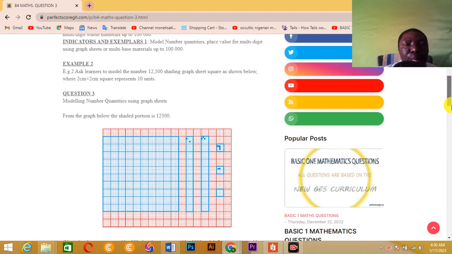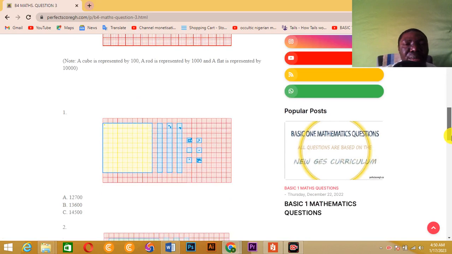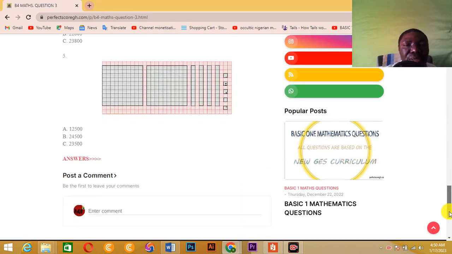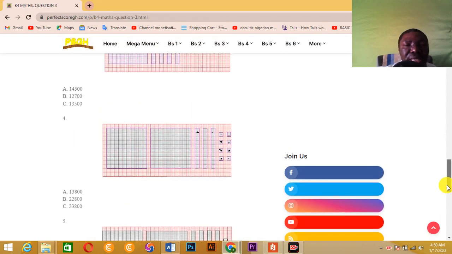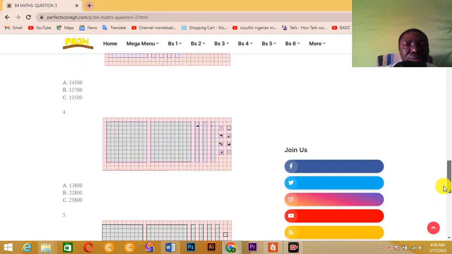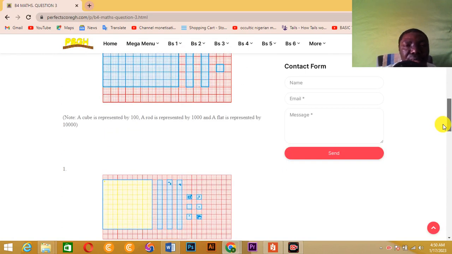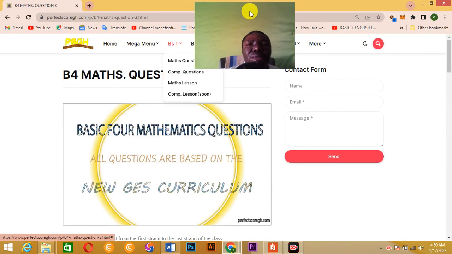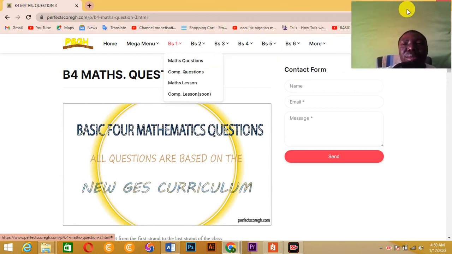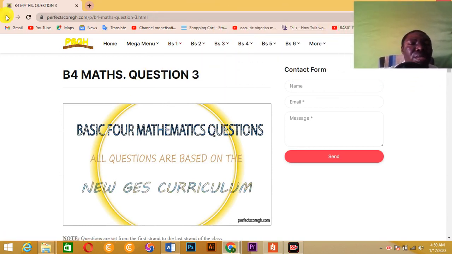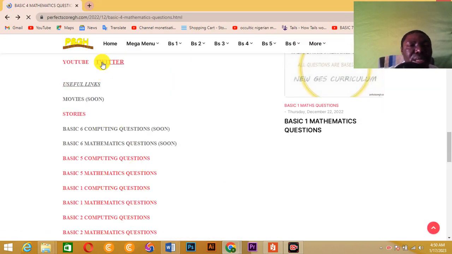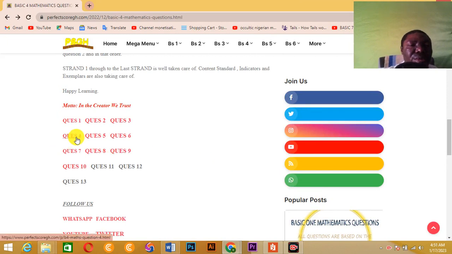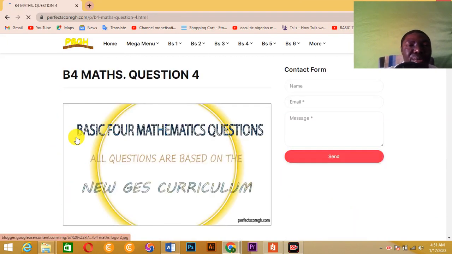So here is the graph. Remember we did this one, that's the graph, that's lesson 2. Very nice. You look at it, then you can also do it. Very simple. Then let's go to the next question, question 4.